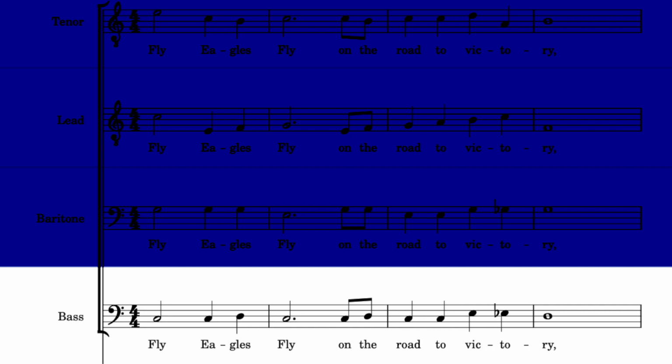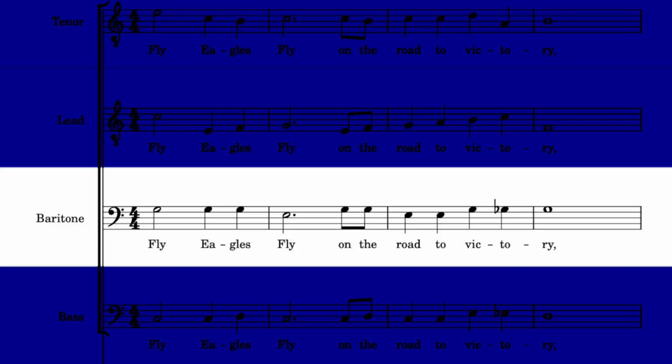Victory. Now you're going to hear the baritone part. The baritone part weaves above and below the lead, filling in whatever note is left in the chord.